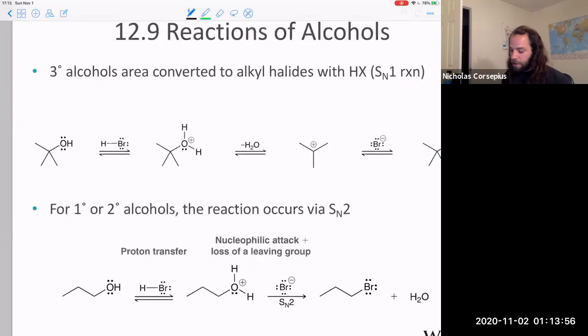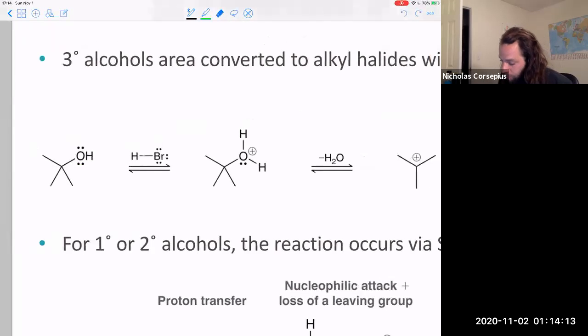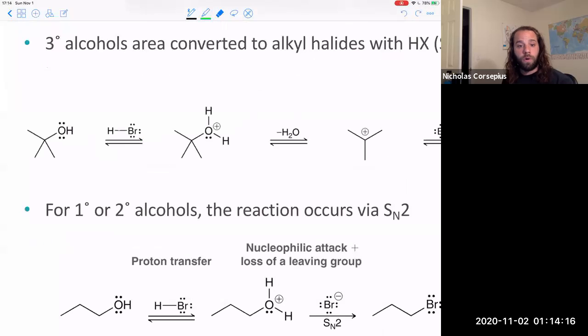The key thing here is that we're going to do substitution, but this right here is a pretty bad leaving group. So the first step in a lot of these substitution reactions with alcohols is you first have to create a better leaving group. The simplest one is the acid catalyzed. What you're going to do is use some strong acid. The alcohol oxygen is going to reach over and grab that acidic proton, so you have this proton transfer.